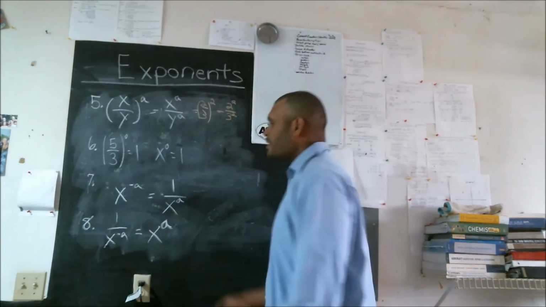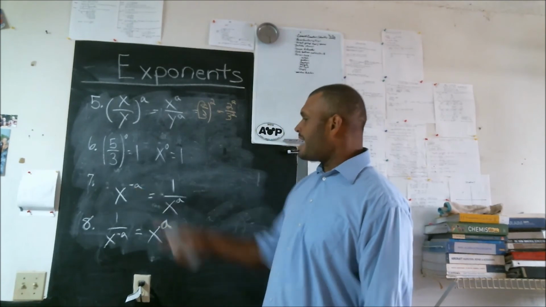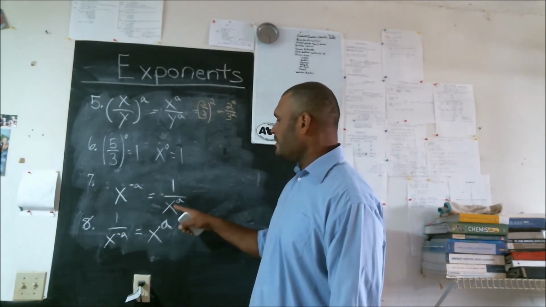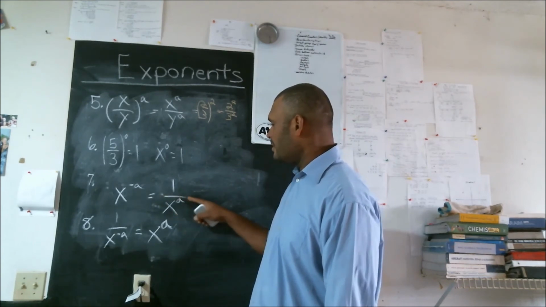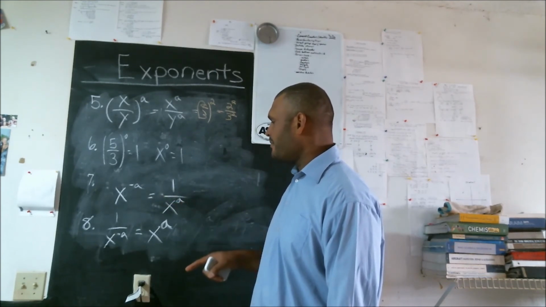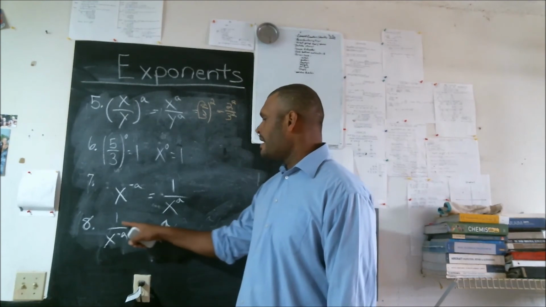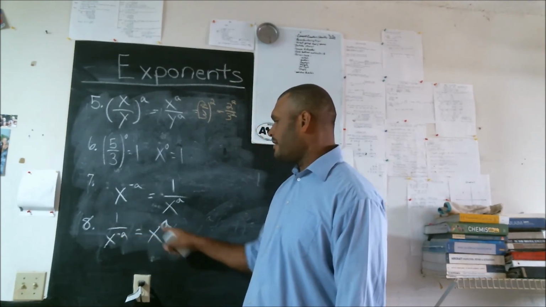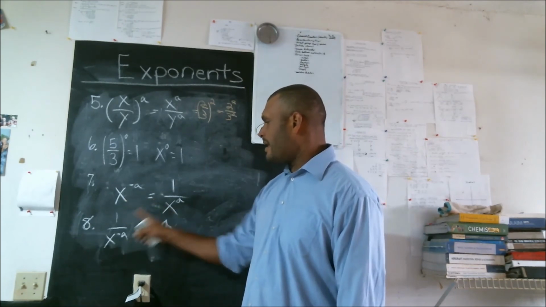All right. So you can see that x to the negative a here, the inverse of that is 1 over x to the a, right? 1 over x to the negative a equals x to the positive a. So we can see how these kind of line up.